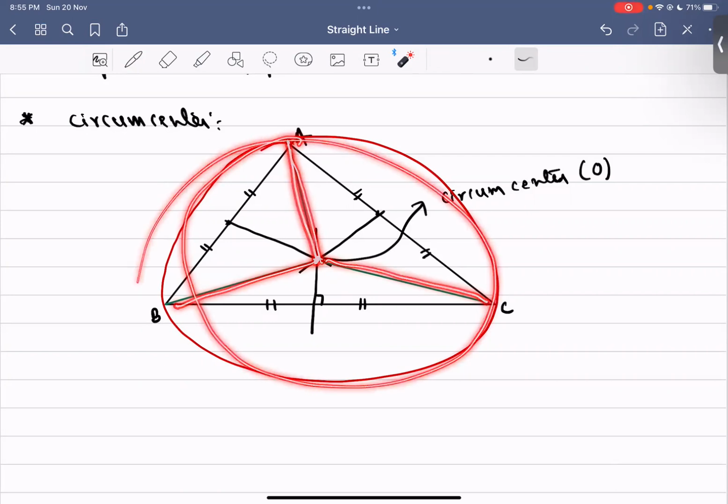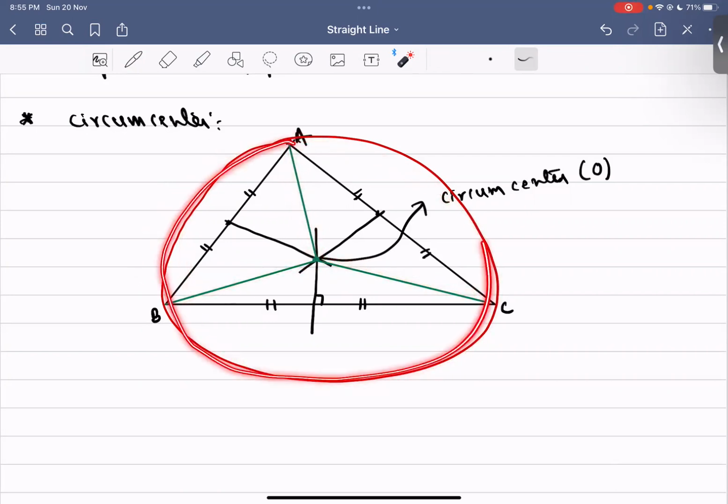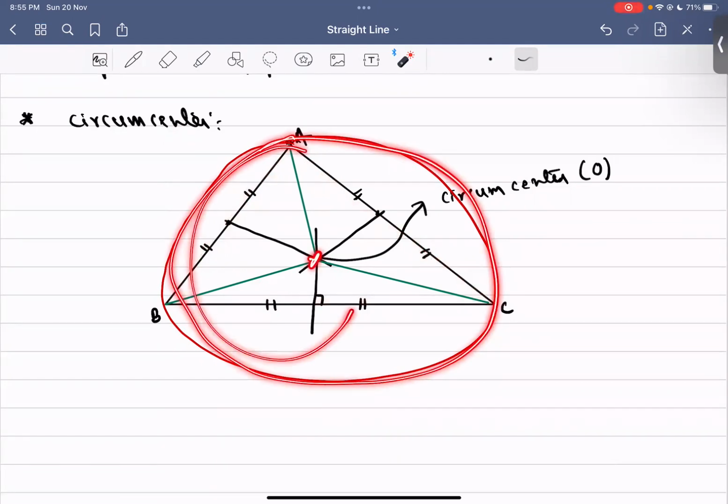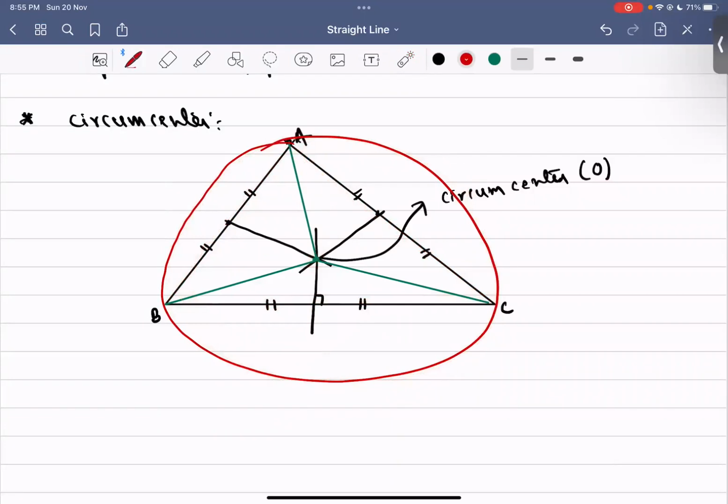The circle is called the circumcircle because the circle circumscribes the triangle. Or we can say reversely, the triangle is inscribed in the circle. Here circumcenter is this one. This is the circumcircle. The center of the circle is the circumcenter. That's why all these distances are the same. So this is the radius of the circumcircle. Generally, the radius of the circumcircle is denoted by capital R. This is circumcenter O, this is the circumcircle, and this R is called the circumradius.